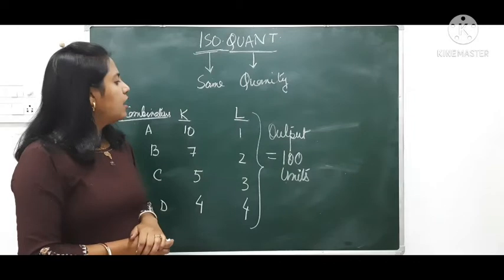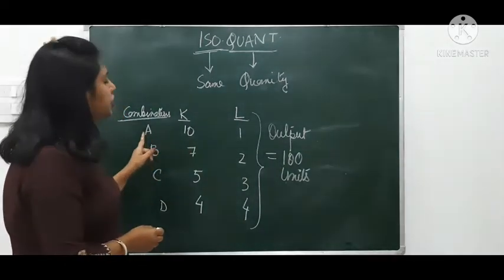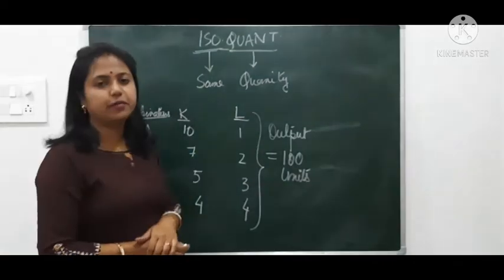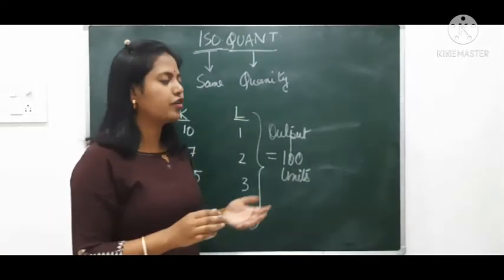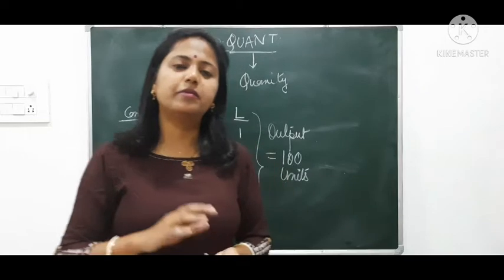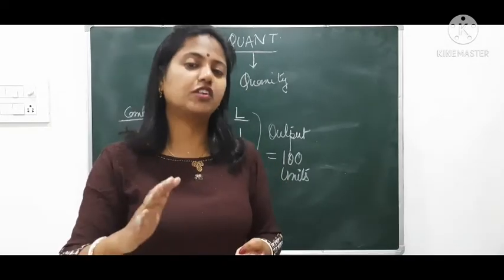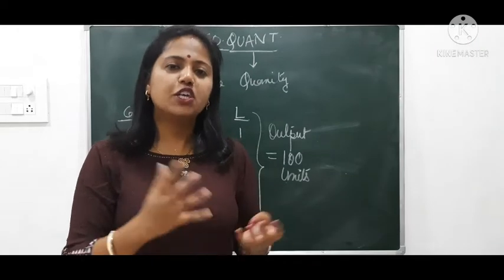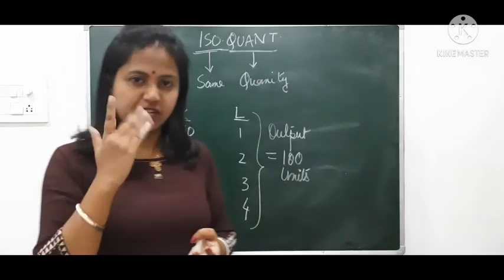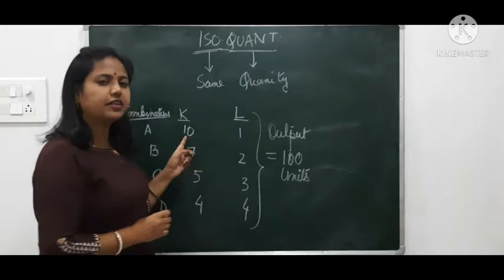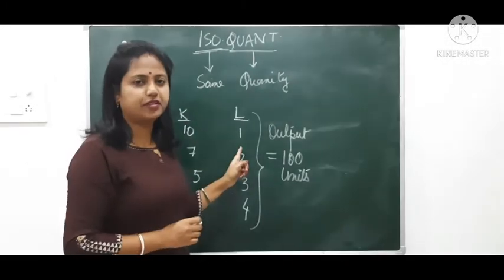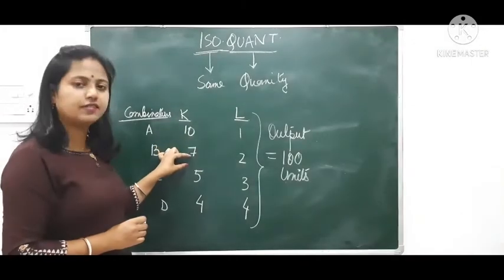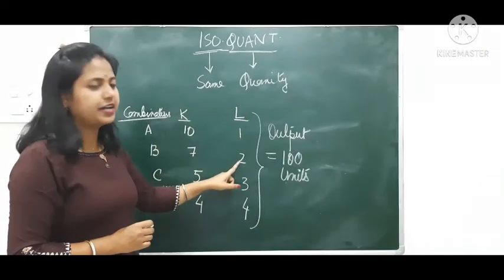Now, I have combination A where I am using 10 capital and 1 labor. For the purpose of our discussion, you understand capital to mean equipment, machines. So I am using 10 capital and 1 labor. In the second combination, I am reducing the amount of capital to 7 and I am increasing labor to 2.